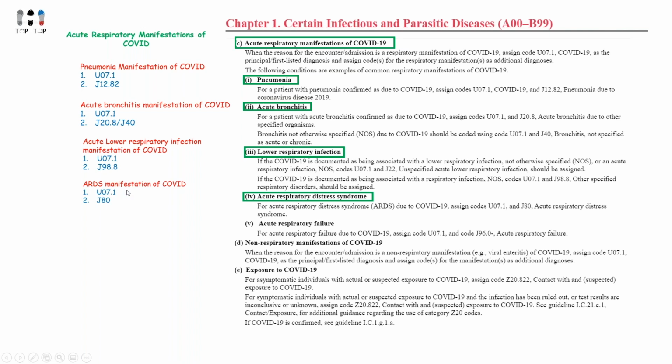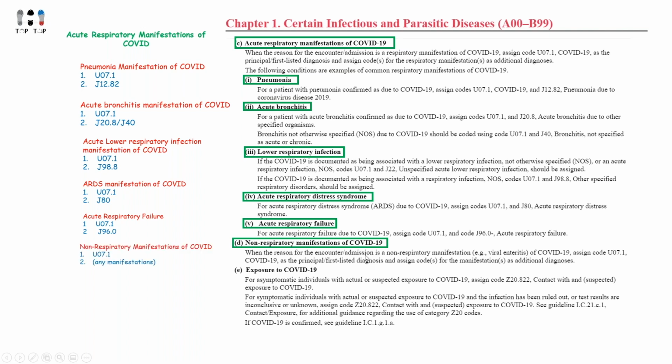If you have acute respiratory distress syndrome, ARDS, you're going to sequence first U07.1, followed by J80. When you have acute respiratory failure in the setting of COVID, you're going to sequence COVID first, followed by J96.0. Non-respiratory manifestations of COVID, you're going to sequence COVID first, and then second, any manifestations.